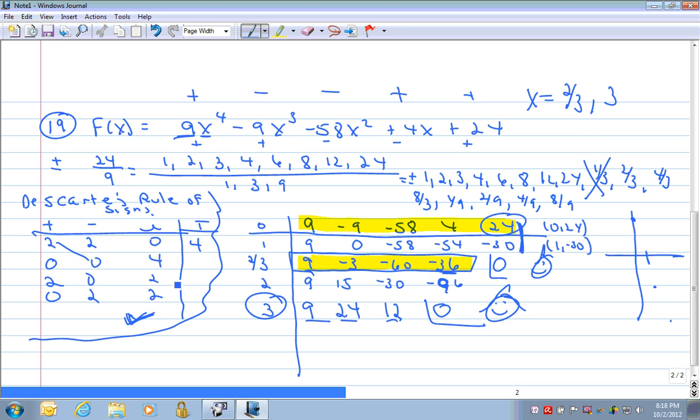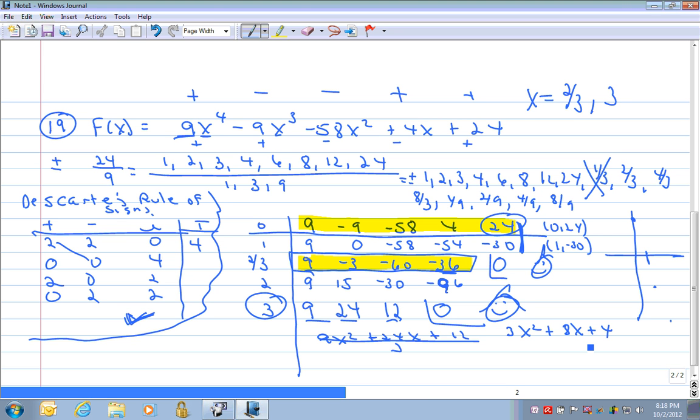Or I guess we could find 2 imaginary. Let's check it out. So we have a quadratic: 9x squared plus 24x plus 12. You could factor out a 3 out of everything if you wanted. Just divide everything by 3. Makes the numbers a little easier. We would have 3x squared plus 8x plus 4.